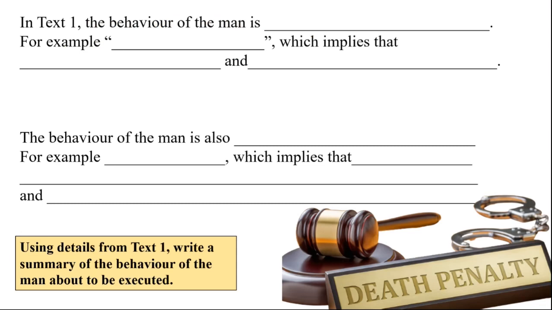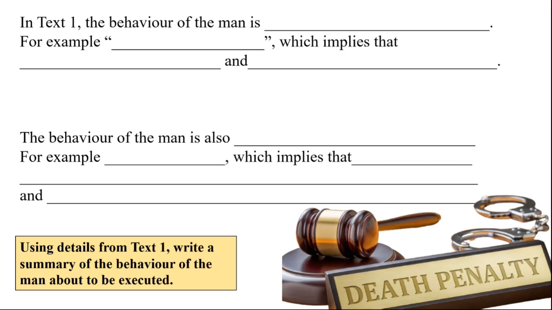And this is the layout for what I would do for question 2. Using details from text 1, write a summary of the behavior of the man about to be executed. So using those quotes from the previous slide, in text 1, the behavior of the man is desperate or inhumane. For example, and then you put one of the quotes in and tell me what it implies. The behavior of the man is also this. For example, put the other quote in and tell me what it implies.